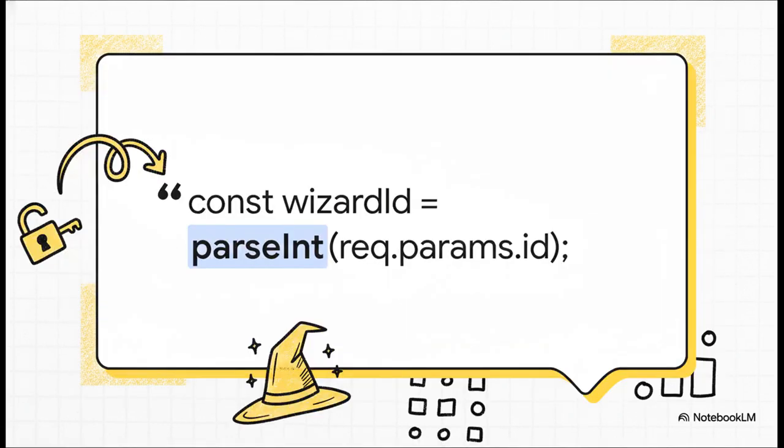This is line 1, inside our Express route handler. When that request for /wizard/2 comes in, req.params.id actually holds the string 2, not the number. So we absolutely have to use parseInt to turn it into a number. This is a super common gotcha, and it's a critical step if we want to accurately match it against the number IDs in our database.